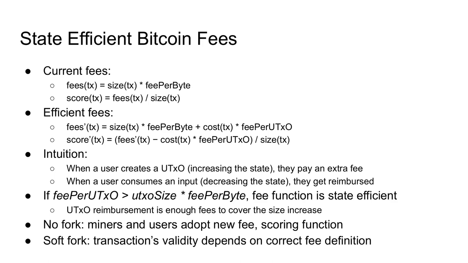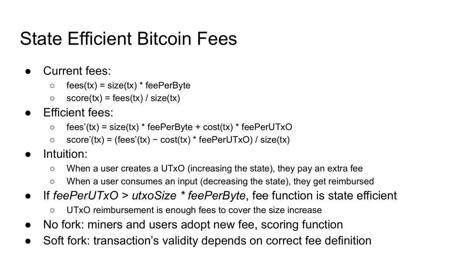So the intuition here is that a user that creates a UTXO, or a user that increases the state, would pay an extra fee, and the user that consumes an input and decreases the state and makes it more efficient would get reimbursed for it. So if we assume that this cost-based fee per UTXO is larger than the fees that depend on the size of the transaction, then the fee function is efficient. And the UTXO reimbursement is actually large enough to cover the increased fees that come with consuming more inputs and increasing the size of the transaction in bytes.